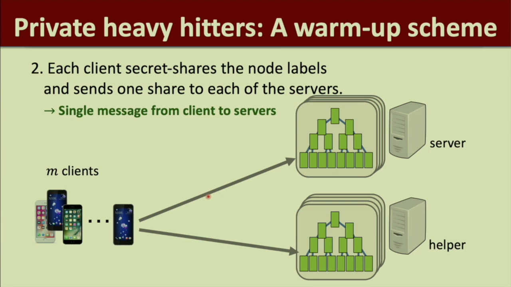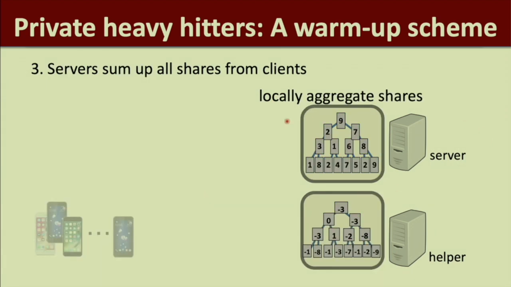Each of the servers themselves is going to add up the shares that they got. So you see, this top server basically adds up all the trees that it got from all the clients. The helper is going to add up all the trees that it got from its clients. And now comes the interesting part. Now they have a sharing of a sum of the 2 trees. These are, again, random. The top tree is just a random tree. The bottom tree is just a random tree. But the top is the sum of all the trees they got from all the clients, and the bottom is the sum of all the trees that the helper got from all the clients.